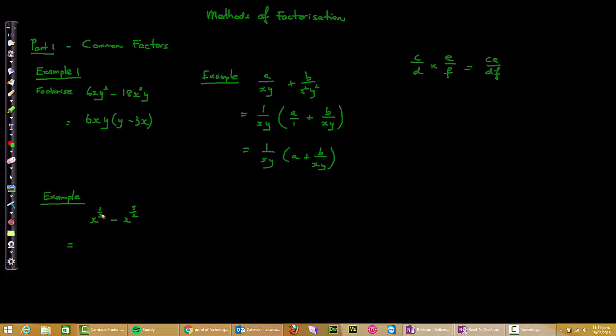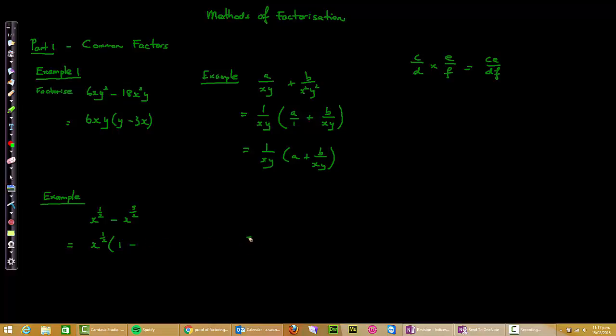If I look at x to the power of a half and x to the power of 5 over 2, the highest power which is common to both of those is x to the power of a half. So that's what I'm going to take out the front. So x to the power of a half times what to give this back? Well, 1. I must have a 1 there, otherwise I haven't got anything to multiply it with to give this part back. Now what do I put here?